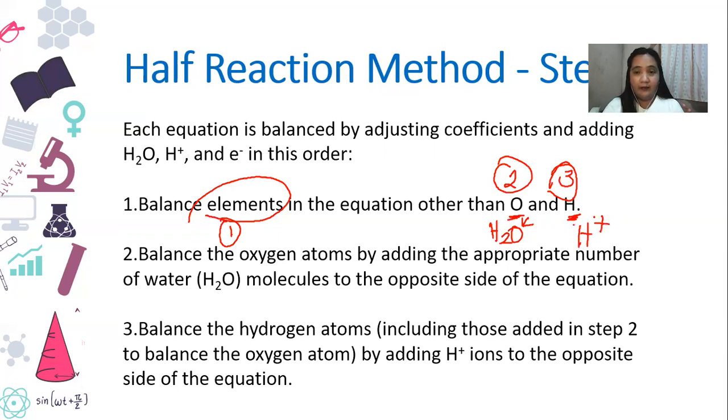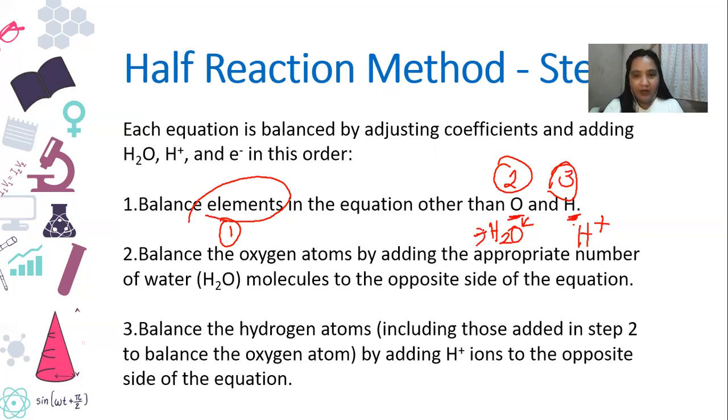And they are getting positive. Water is neutral, hydrogen is positive. So it says there on the third step, I actually went ahead. Balance the hydrogen atoms, including those added in step two. Of course, you can see from the water molecule, that's H2O, there's hydrogen there. You have to balance this.